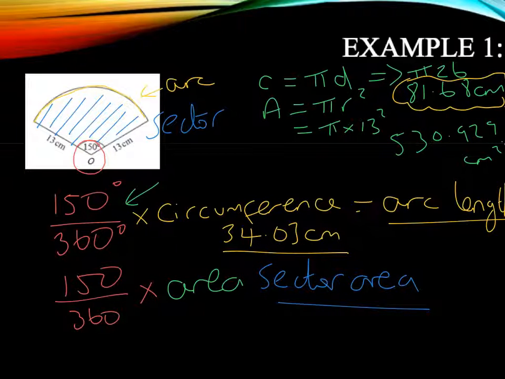Let's do the same thing for our sector area then. Again, we've got 150 divided by 360, and then we're multiplying it by the whole area of the circle. So I'm just finding this fraction, this proportion of the whole area, which we said was 169 pi. So I've got 221.22 centimetres squared. Notice I've rounded mine to 2 decimal places. You'd have to read exactly what the question was asking, whether it wants 2 dp or 3 significant figures, whichever.